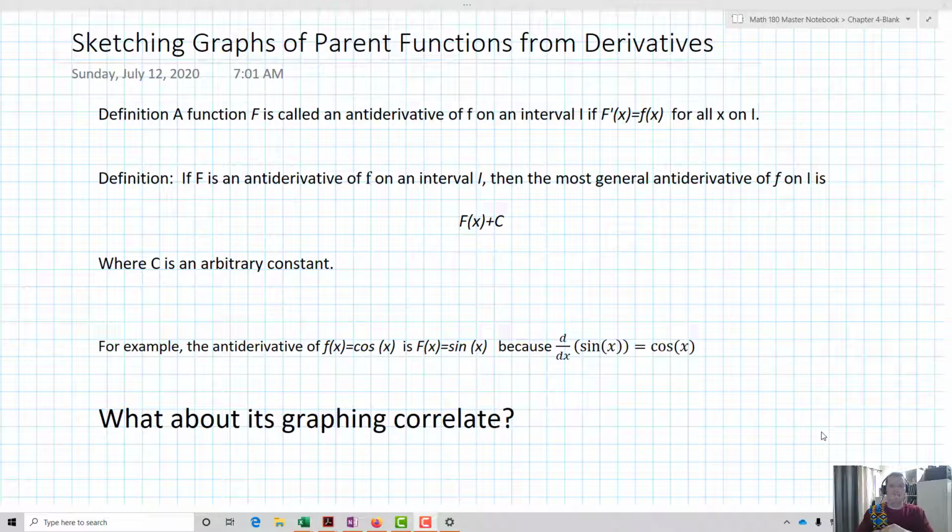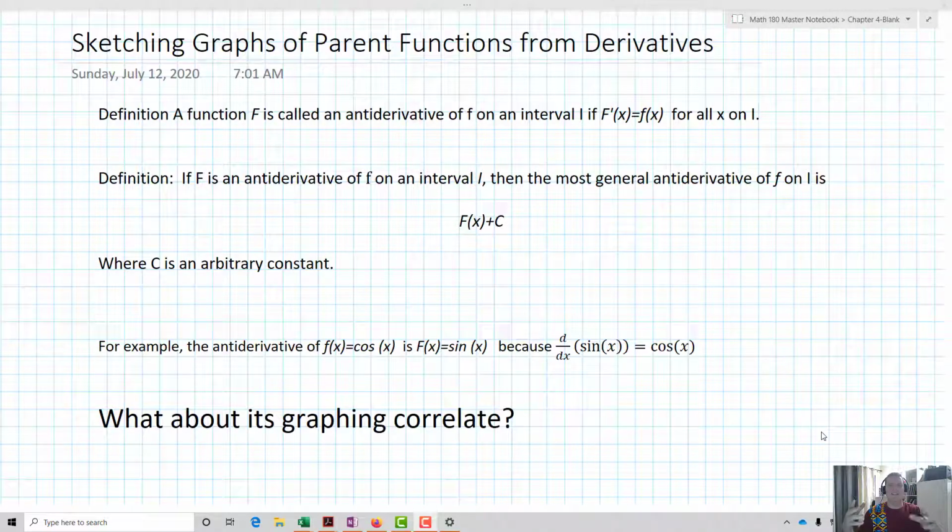A function big F is called an antiderivative of little f on an open interval I if F prime of x equals f of x for all x on the interval I. Now we get a second definition, which is a little bit of an addition to the first one. If big F is an antiderivative of little f on an interval I, then the most general antiderivative of little f on I is big F of x plus some arbitrary constant c.